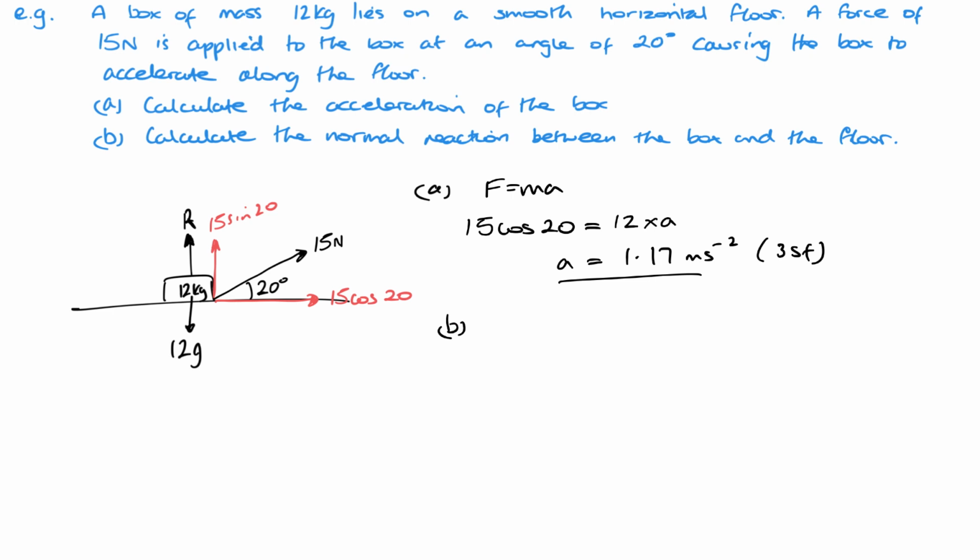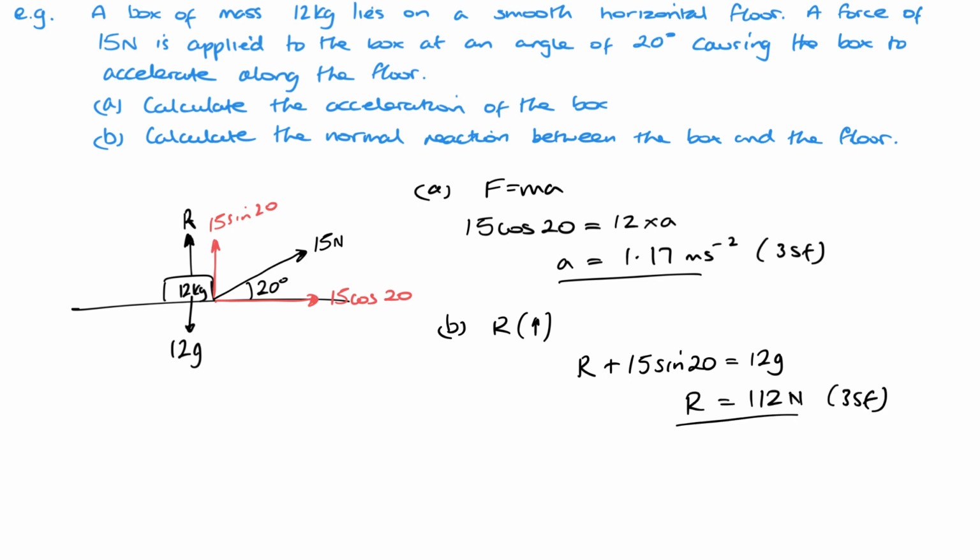Calculate the normal reaction between the box and the floor. For this, we're going to resolve vertically. I'm just using an R for resolve and an arrow for the direction in which I'm resolving. On one side, what's going up, we've got R plus this 15 sin 20, and the force acting down is just my 12g. So my R is going to be 12g minus 15 sin 20, and this is 112 newtons to three significant figures.